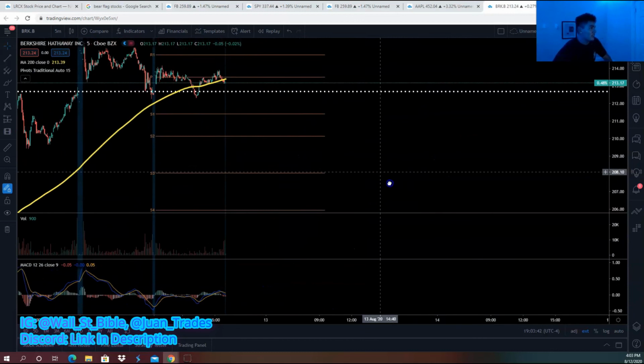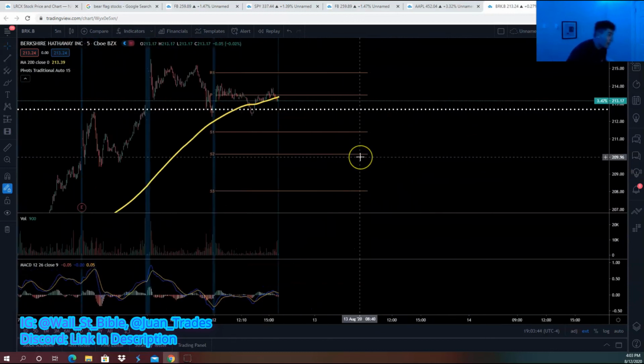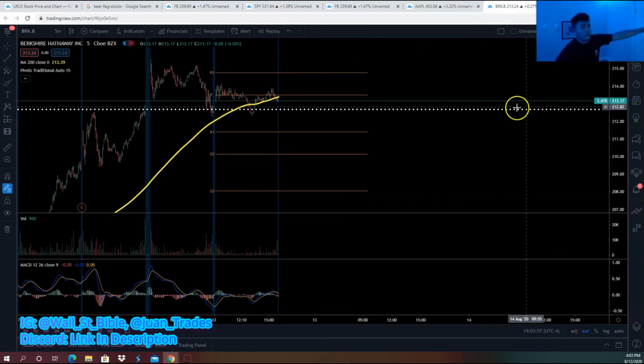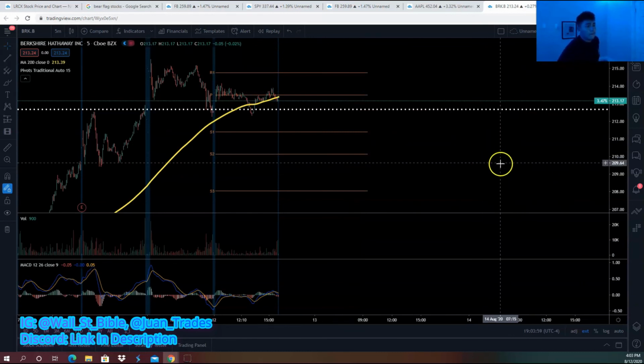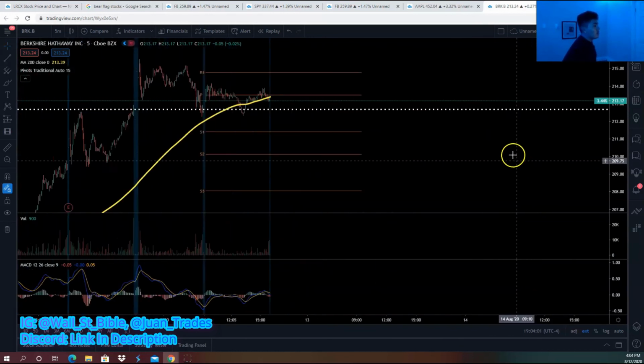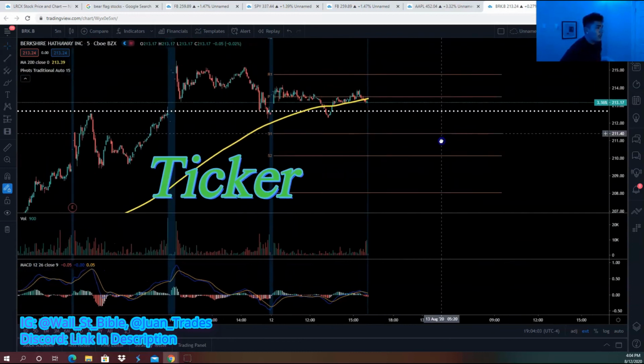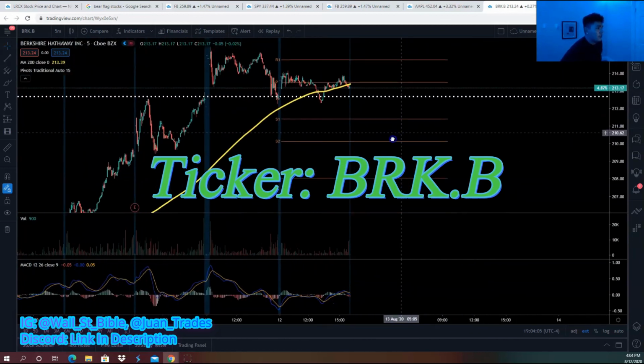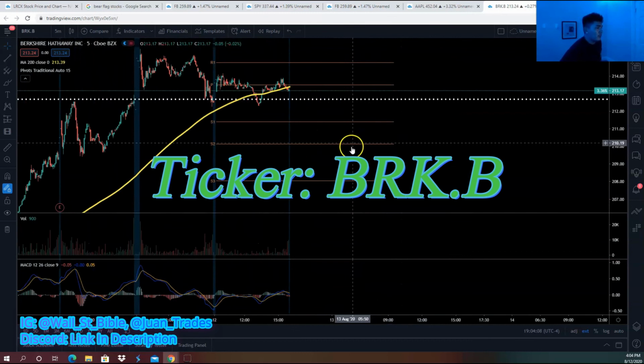So first I want you guys to look at the indicators. Now, I know what it's like to be a beginner. I've been trading for a couple years now, but when I was a beginner, all of this was extremely complicated to me, so I want to show you guys to the best of my ability how to draw trend lines. So here we have Berkshire Hathaway, BRK.B.